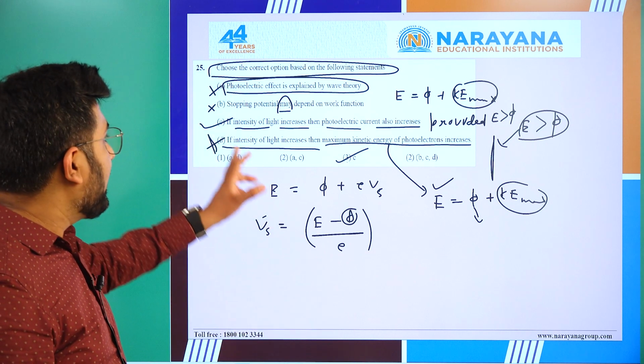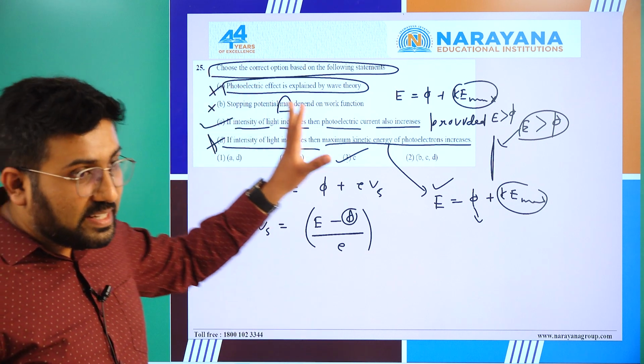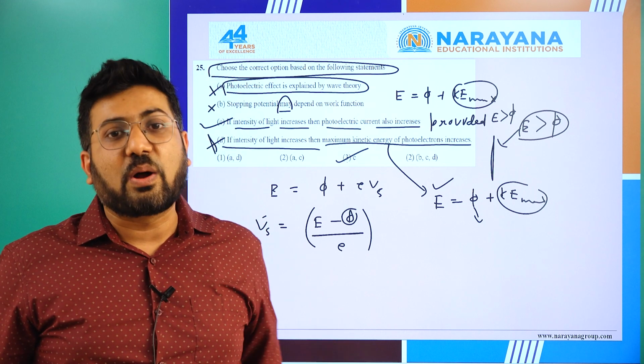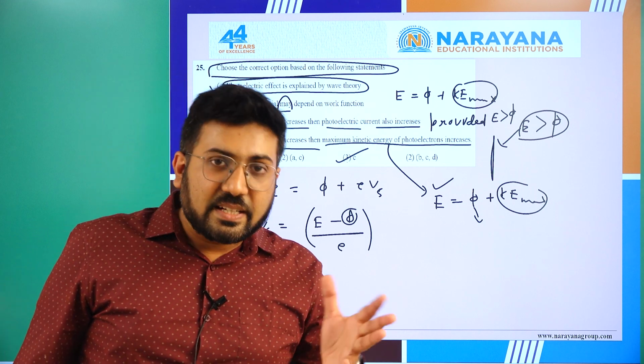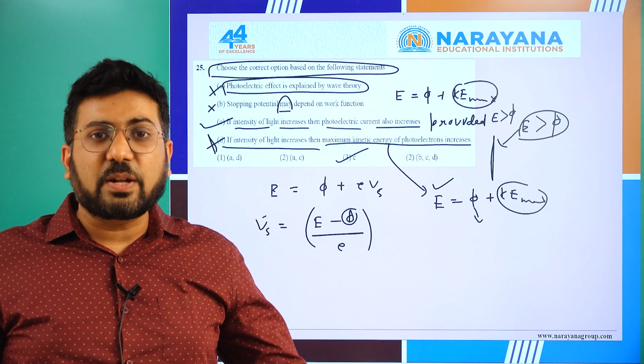Otherwise, whatever the intensity of light, the photoelectric effect will not occur. That means the intensity will not change the current, it will remain 0.